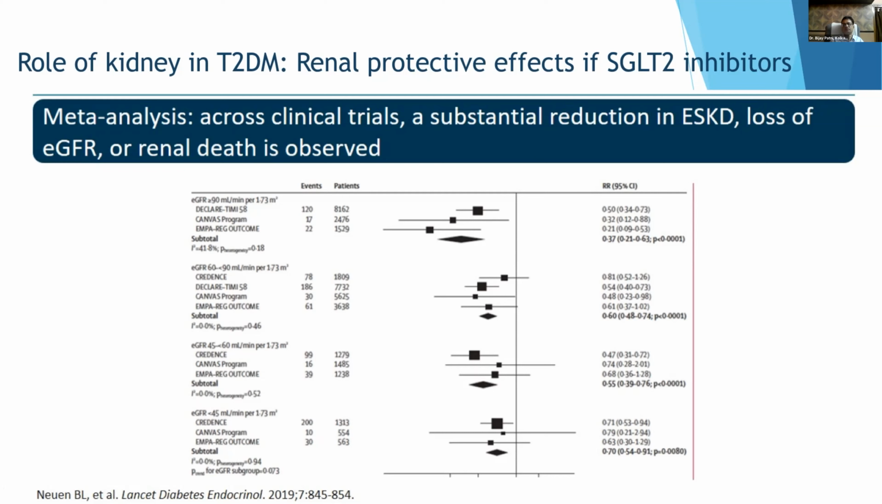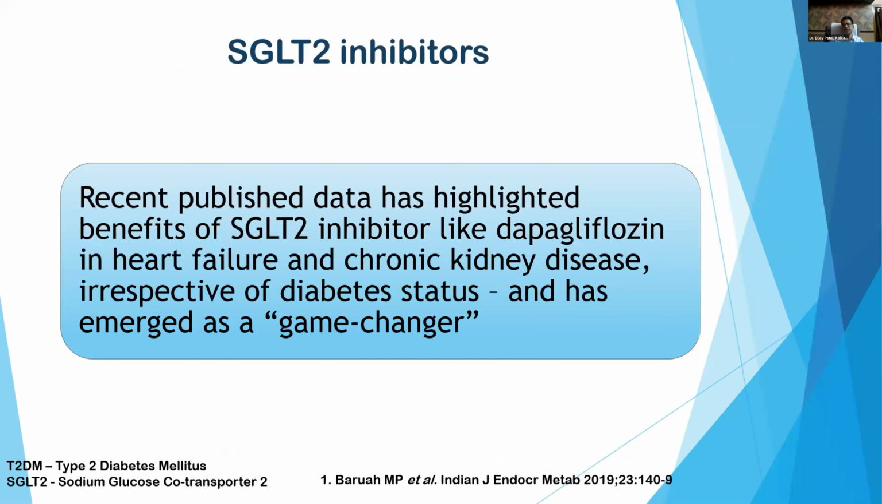So this is the departure, or basically the advancement, as far as management of CKD is concerned, and this is what we are going to look into. So SGLT2 happens to be the game changer, because all the recently published data has highlighted the benefit of SGLT2 inhibitors like dapagliflozin in heart failure and CKD, irrespective of diabetic status. If it had only been in diabetes, then obviously you could have streamlined that it is basically for diabetic kidney disease. But irrespective of diabetes status, they have shown the protective effect, and that has emerged as a game changer.